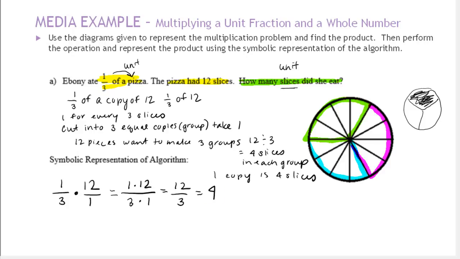Okay, just to verify this in one other way, if she had one of every 3 slices, let's just label them 1, 2, 3.